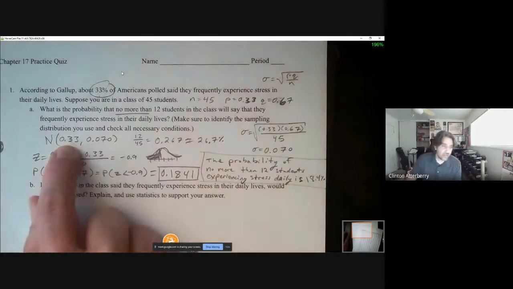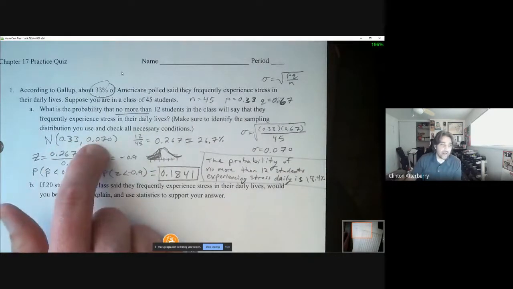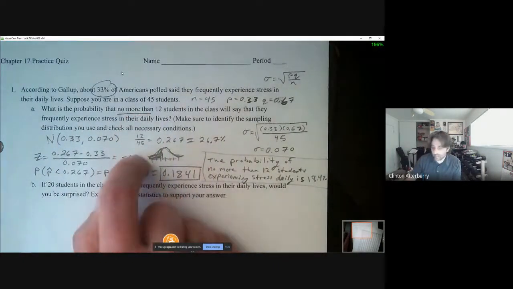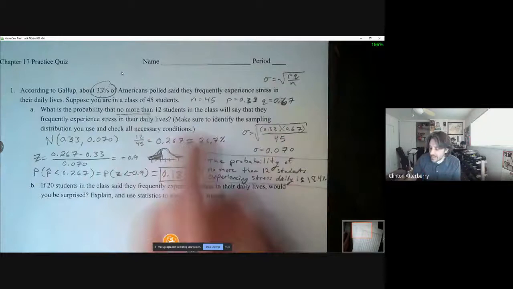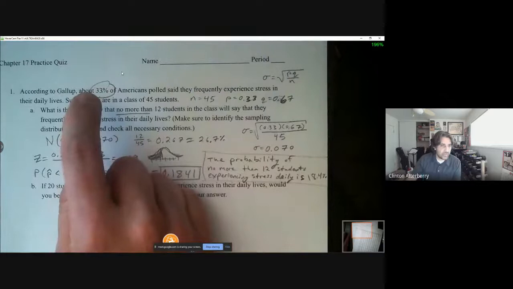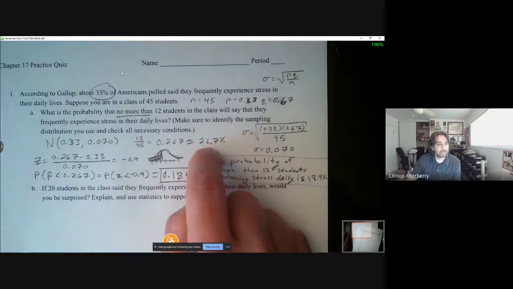So this indicates we're going to use the normal model, and we're going to use our p-value as our mean, because we would expect an average of 33% of people, with a standard deviation, the plus or minus, of 0.070. So this is stating how we're going to do our work. Then we find the proportion of what we're looking for, which is 12 out of 45, which is 0.267, about 26.7%. Even though they say the national average is 33%, we're curious, what if it was 26%? What would that probability look like?